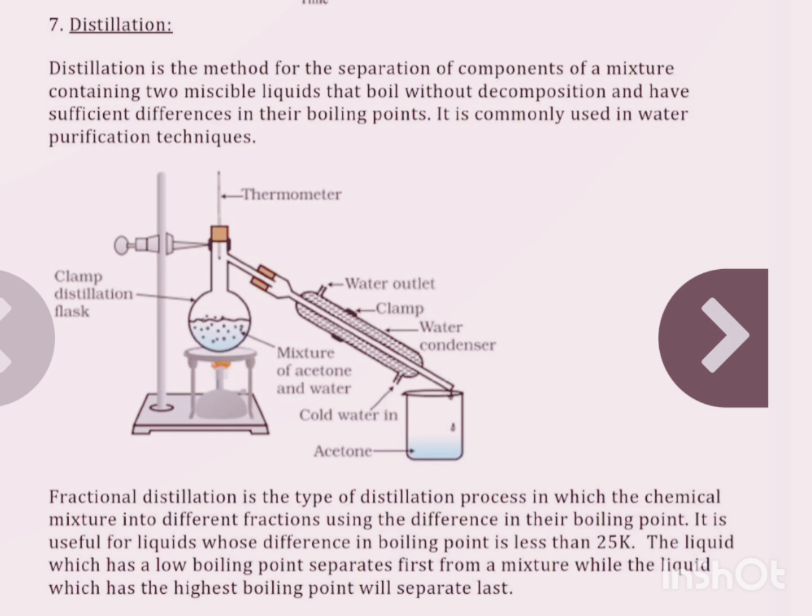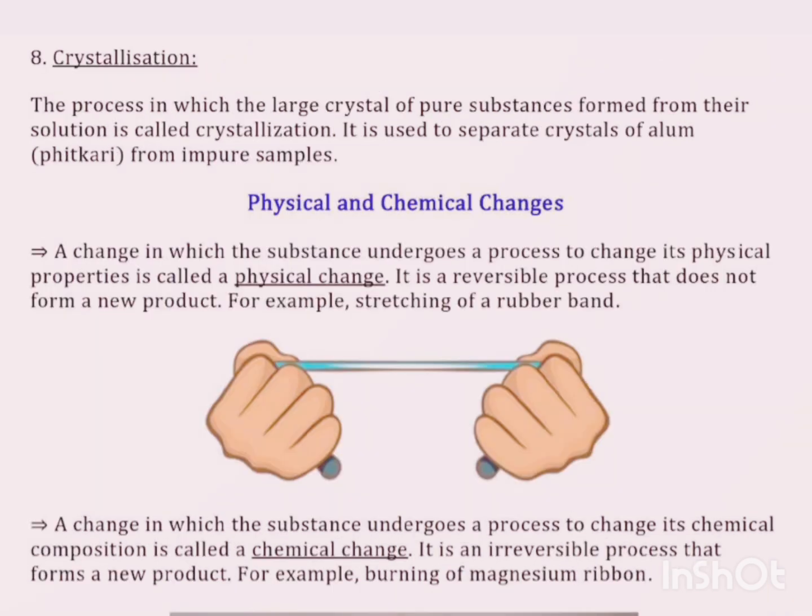What is fractional distillation? It is also a type of distillation process in which the chemical mixture is separated into different fractions using the difference in their boiling points. It is useful for liquids whose difference in boiling point is less than 25 K. The liquid which has the low boiling point separates first, and the liquid which has the highest boiling point will separate last. We are separating the two different components: the one with lower boiling point will vaporize faster, and the one with higher will come later.